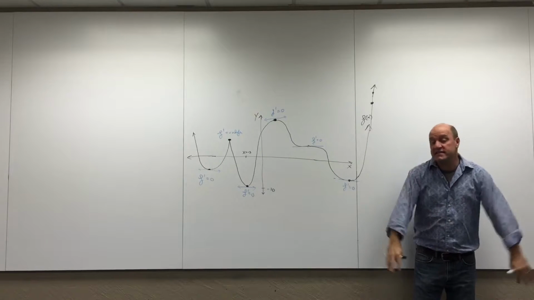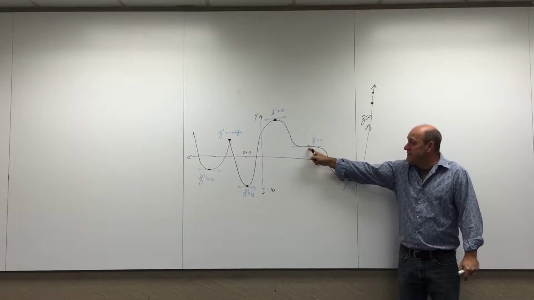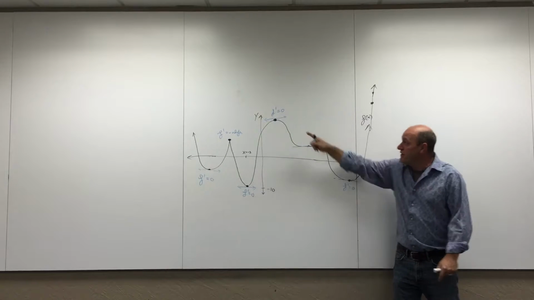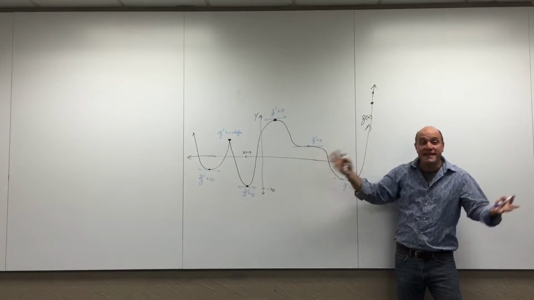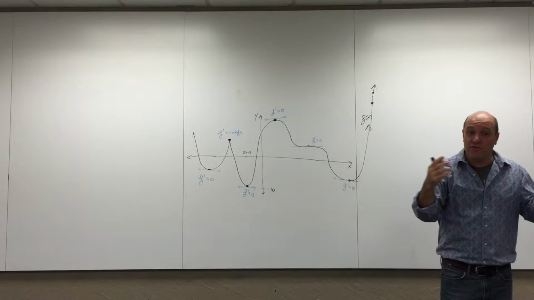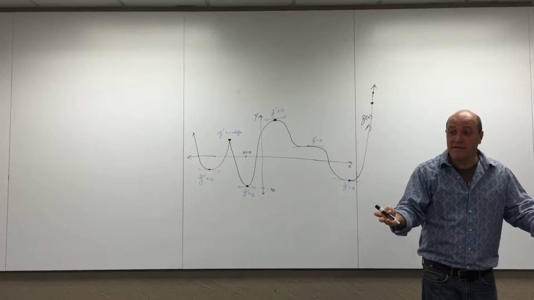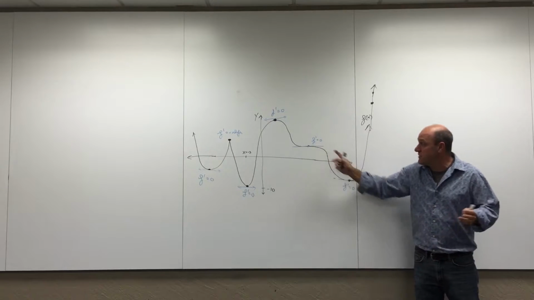Are they guaranteed to be mins and maxes? No, here's one that's not. But a lot of them are. So they're not guaranteed to be mins and maxes, but the only candidates for mins and maxes are when the derivative is 0 or when the derivative is undefined. But are they guaranteed to be mins and maxes? No, there's some exceptions.